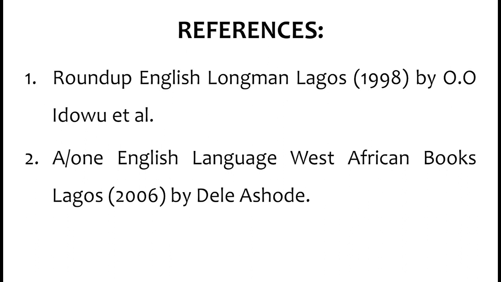References. Please endeavor to always go through your Roundup English, Longman, Lagos, 1998 by O.O. Idowu et al. 2. A1 English Language, West African Books, Lagos, 2006 by Dele Ashodi. I'll take the references again. Roundup English Longman, Lagos, 1998 by O.O. Idowu et al. 2. A1 English Language, West African Books, Lagos, 2006 by Dele Ashodi.